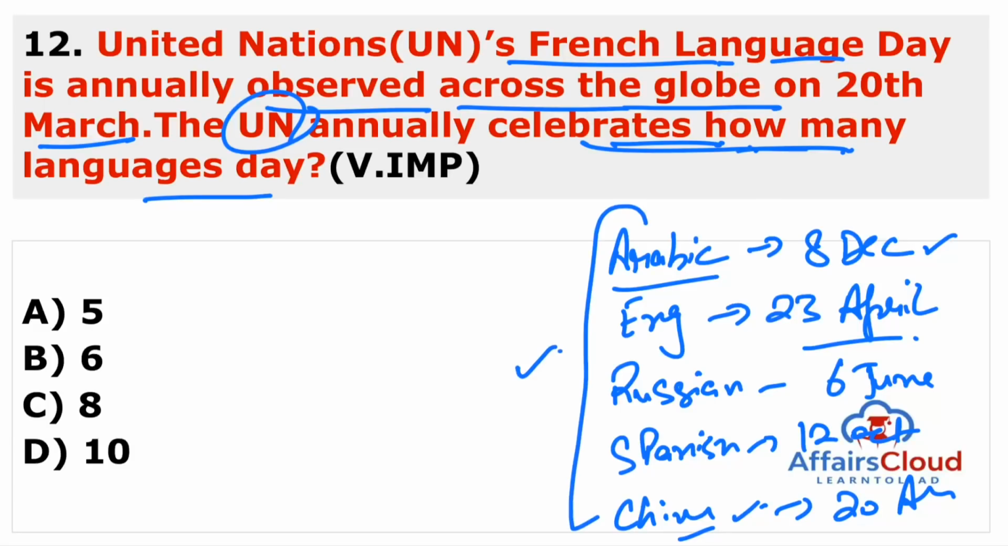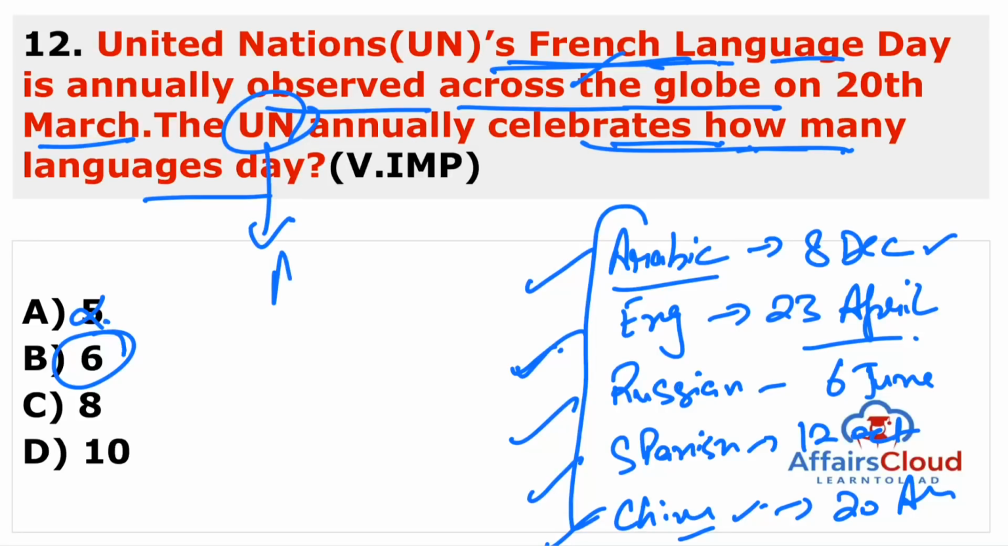So if you're thinking these are the 5 languages, then the answer is wrong. 5 is not the answer, because French is also there. So that's why total languages are 6. So United Nations official languages are 6. So guys, you have to remember it is Arabic, English, Russian, Spanish, Chinese and French. These are the official languages of the United Nations. And who is currently the Secretary General of the United Nations? Secretary General is Antonio Guterres, and headquarters is in New York, United States of America.